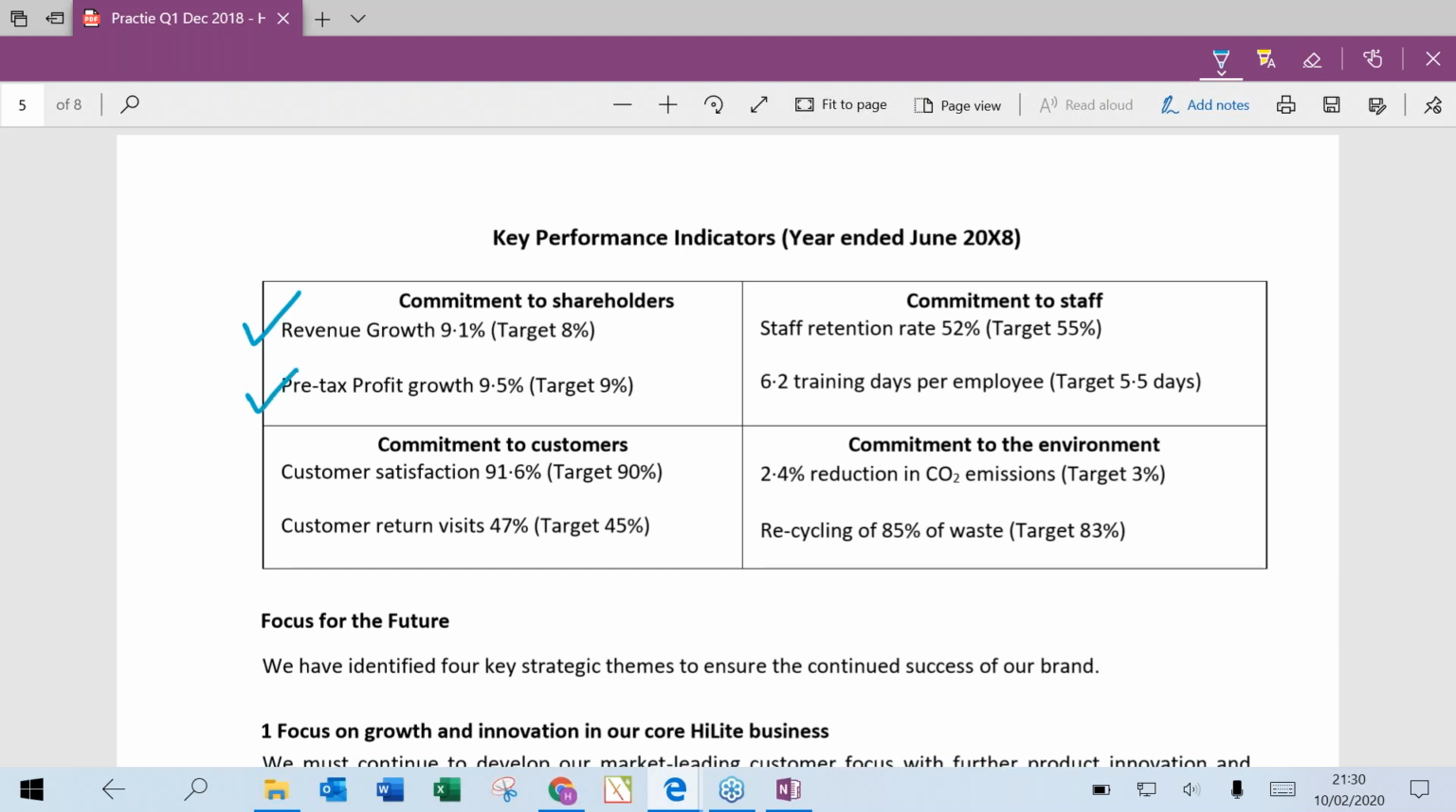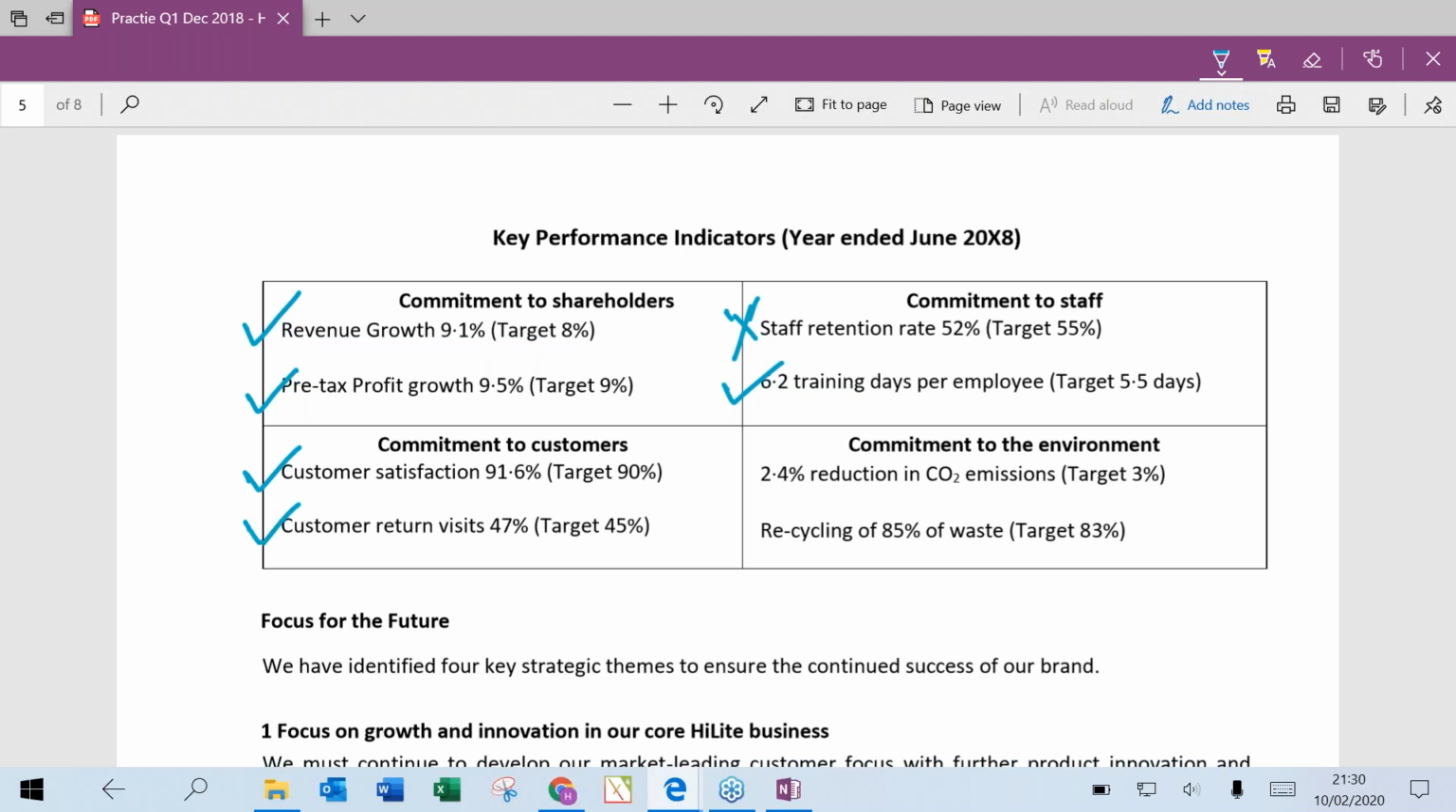Commitment to staff. Staff retention rate 52%, target 55. They missed this target. 6.2 training days per employee, target 5.5 days. I think they achieved this target. Commitment to customers. Customer satisfaction 91.6%, target 90%. Wow. Customer return visits 47%, target 45%.